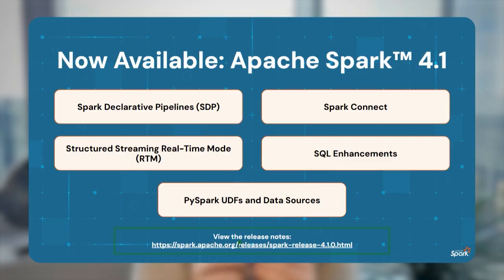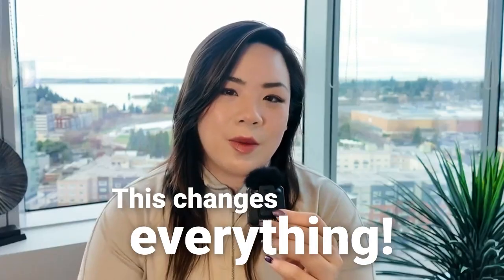Hi everyone, I am so excited today to be talking about the Apache Spark 4.1 release. Over the last holiday break, at the tail end of 2025, Apache Spark had a 4.1 release that included a ton of quality of life features and huge features as well that really changed the way that we fundamentally look at and work with Spark pipelines.